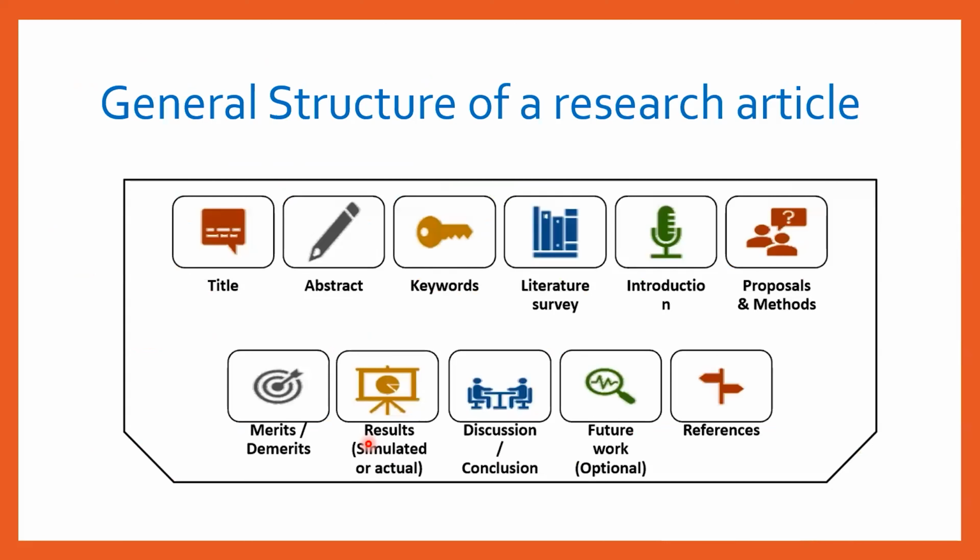So this summarizes the general structure of a research article. I have summarized it as: title, abstract, keywords, literature survey, introduction, proposal and methods, then merits and/or demerits, results, discussion, then conclusion, then future work, optional, and references.